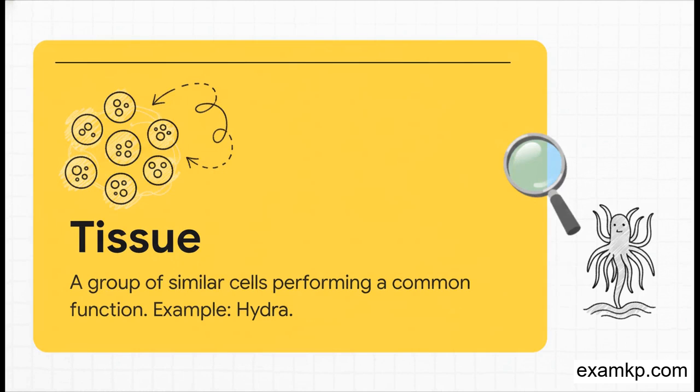So what happens when cells decide to team up? Well, when a group of similar cells gets together to do a specific job, that's what we call a tissue. And listen, the classic exam example for an organism at this level of organization is Hydra. Please remember that name. It comes up all the time.